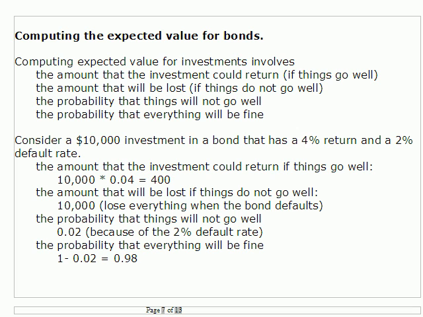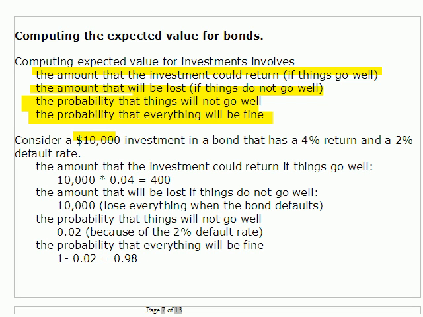Now we're going to do a very elementary calculation for bonds. As you know, the financial calculations for bonds are very complicated. We're not doing anything that complicated. We're just doing some bare bones expected values. So we have to look at the amount that the investment can return if things go well, and the amount you're going to lose, which is usually everything you paid in, if things don't go well. We're going to create a table of these numbers. We need the probability that things will go well, will not go well, and the probability things will be okay.